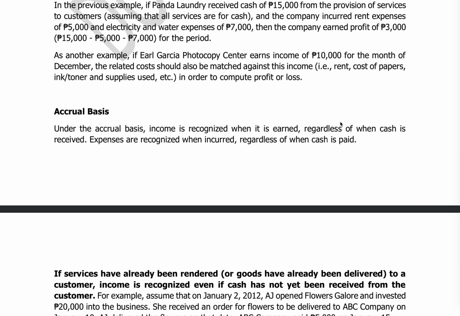If Earl Garcia Photocopy Center earns income of 10,000 pesos for the month of December, the related cost should be matched against its income. So, yung income must be matched with the cost in order to compute for the profit or loss.